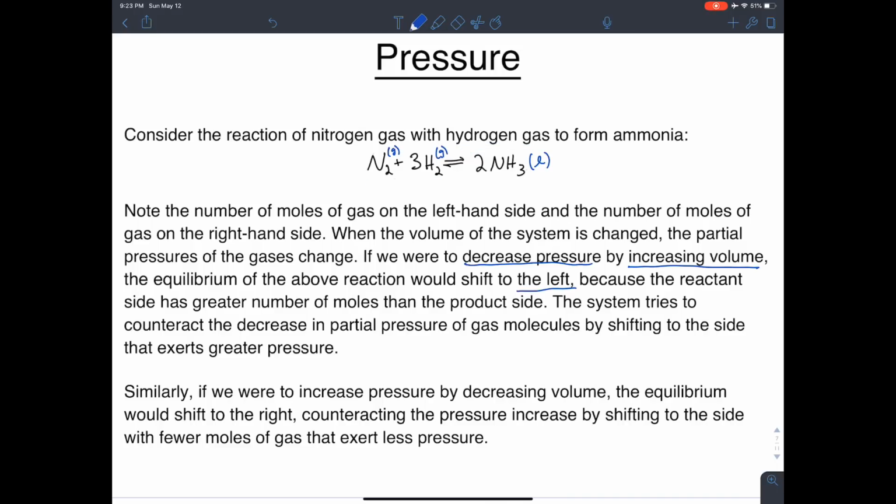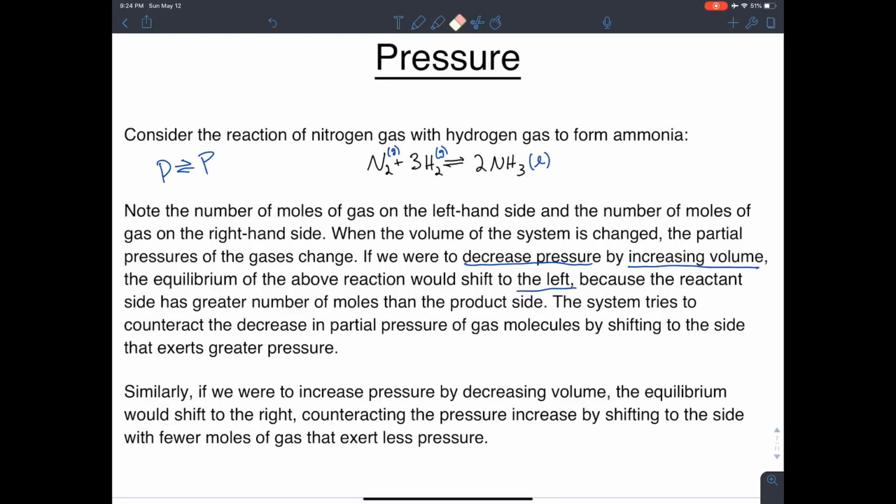Now, if I decrease, or I'm sorry, let me finish this paragraph. Okay, so it shifts that way because you have more gas on that side, and the system is going to try to maintain the same pressure. It wants the pressure on one side of the reaction to be equal to the pressure on the other. So if I increase pressure on this side, it's going to decrease pressure on this side, and vice versa. When I do that to this reaction, I create more volume. It wants to counteract that decrease in pressure by increasing its own pressure and shifting towards the side that exerts more pressure on the container, in order to maintain a pressure equilibrium.